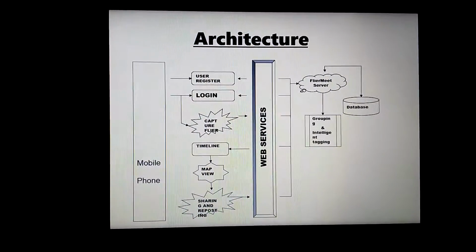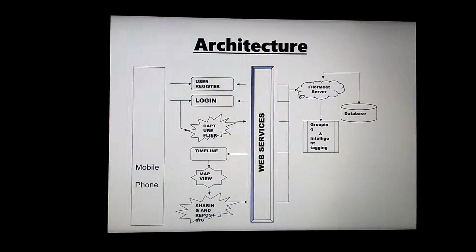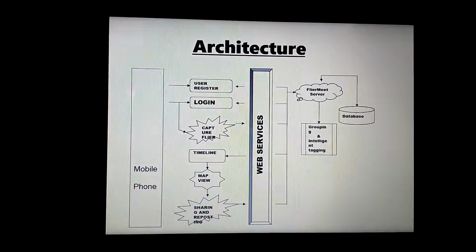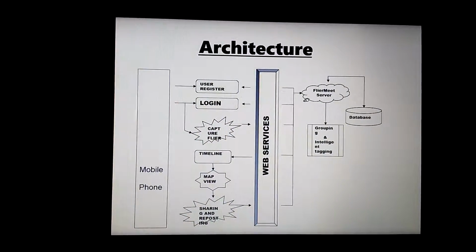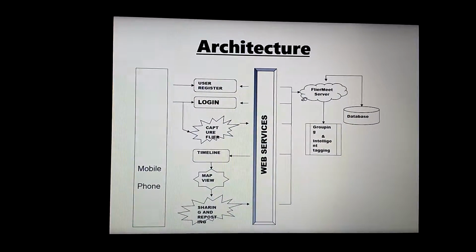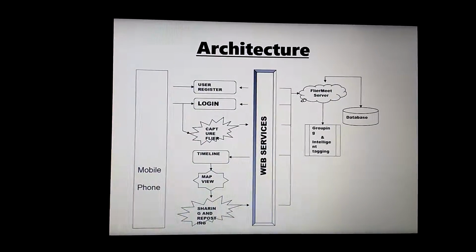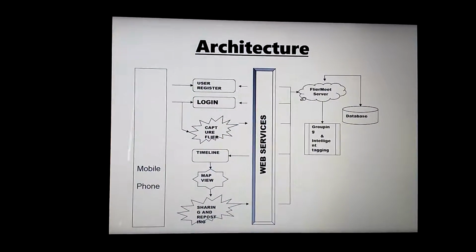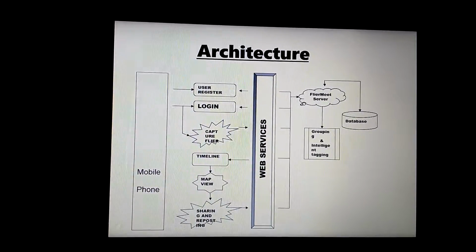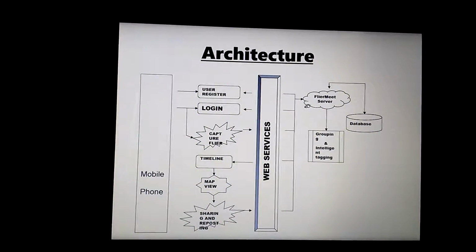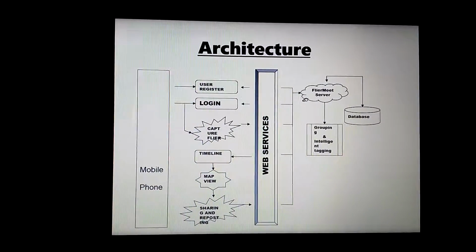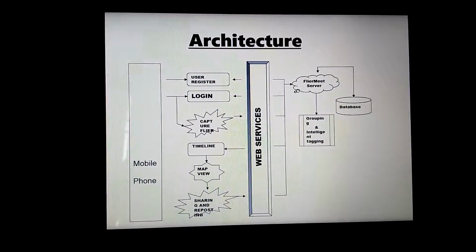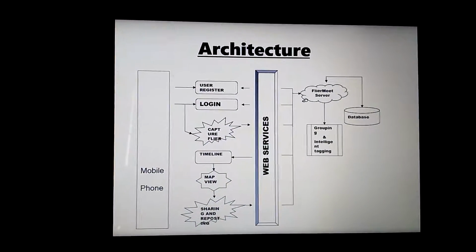As you can see, this is the architecture of Fliermeet. Starting from the mobile phone, the user can register. It goes to the database through the Fliermeet server, and then he can log in. Once logged in, there are four options the user can choose from: capturing a flyer and uploading it to the database, seeing the flyer timeline to see all the flyers in chronological order, the map view for geographically finding the flyers, and sharing and reposting, another option in which you can share on social networking sites.